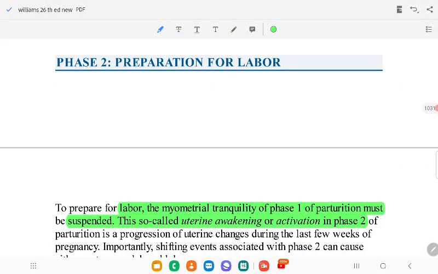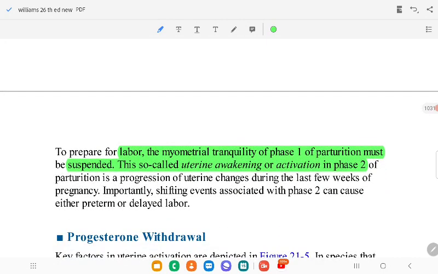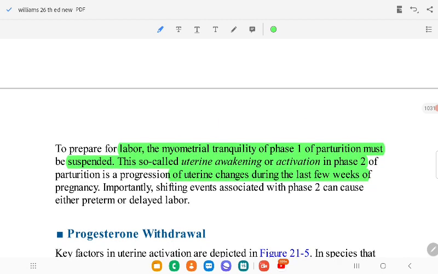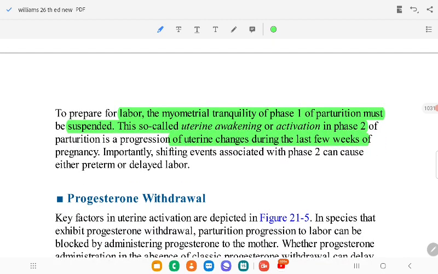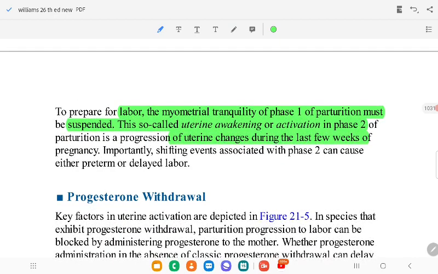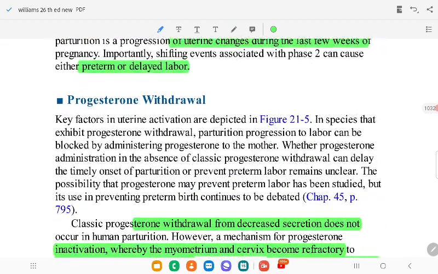This is phase 1. The second phase, phase 2, is the preparation for labor. To prepare for labor, myometrial tranquility, phase 1 of parturition, must be suspended. Now the phase 1 quiescent stage has to be suspended to come into phase 2. This is the so-called uterine awakening or activation, a progression of uterine changes during the last few weeks of pregnancy. Shifting of the events associated with phase 2 can cause either preterm or delayed labor. If it is done earlier, then it is preterm or delayed labor.